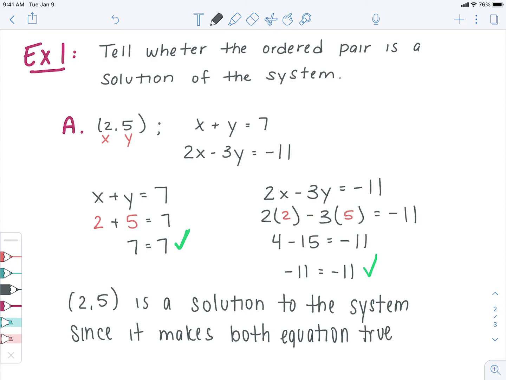So you're also going to be looking at systems and deciding if the ordered pair is a solution today.